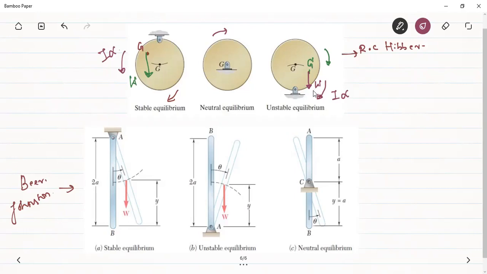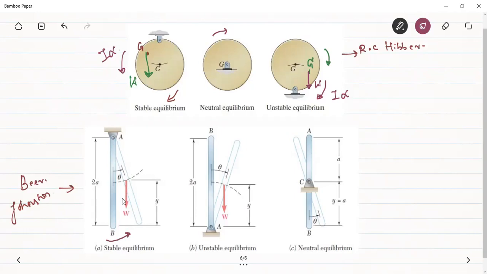Now one more thing here in this Beer-Johnston text: this stability has been explained by the example of this rod. If we are displacing this rod, it is also common experience. In this case, the rod is hinged at the top. If we are giving displacement, suppose in the anti-clockwise direction, as has been shown in this figure, what will happen? The weight will produce a moment or a torque about the hinge A.